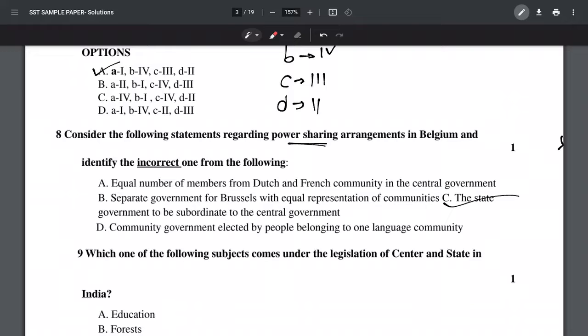And community government elected by the people to belong to only one language community. Community government means it's happening in the community, right? Whatever language is used over there. So the correct answer is C over here. I mean, that's wrong as a statement, and correct as the answer.